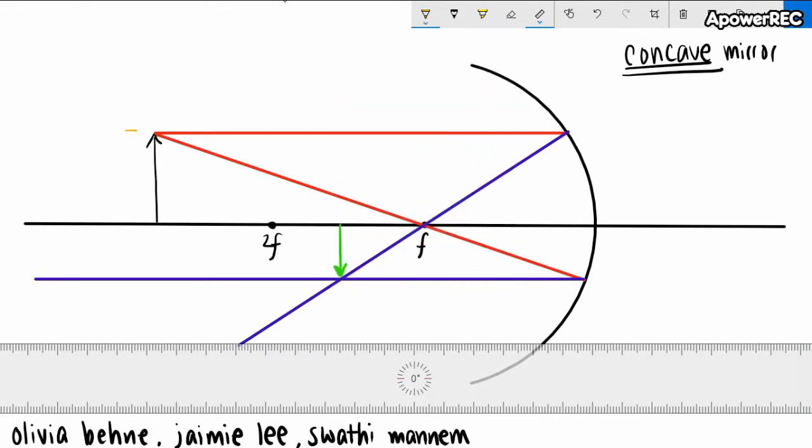When your object is to the left of the center, your image shows up reflected between the center and the focus point at a smaller height or size than the initial object.